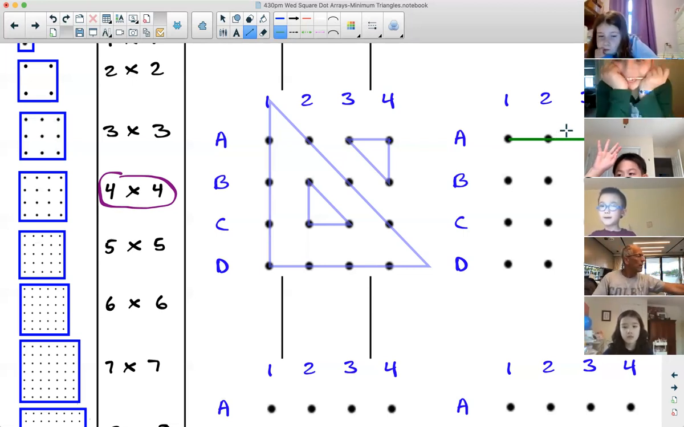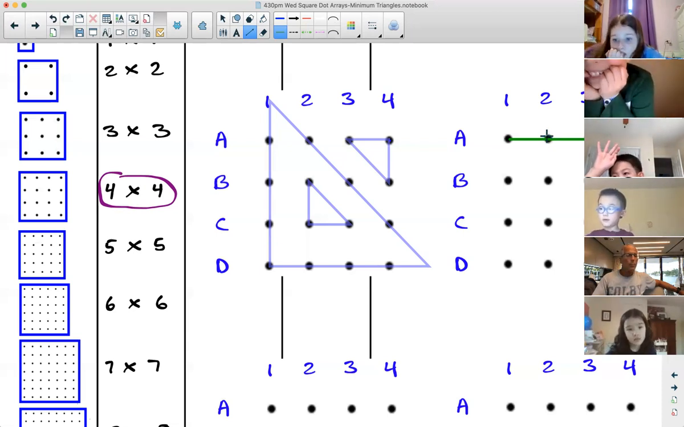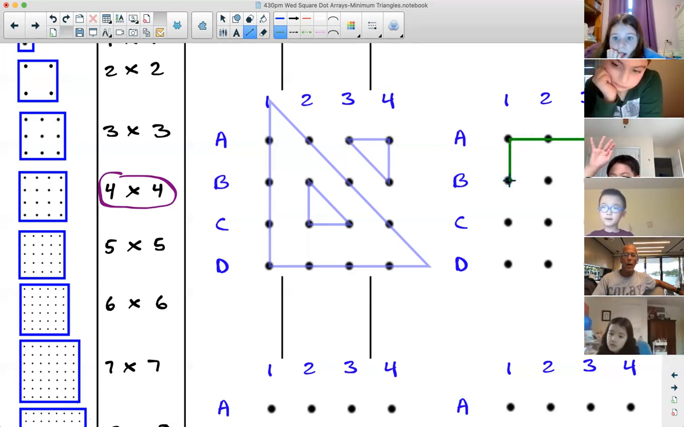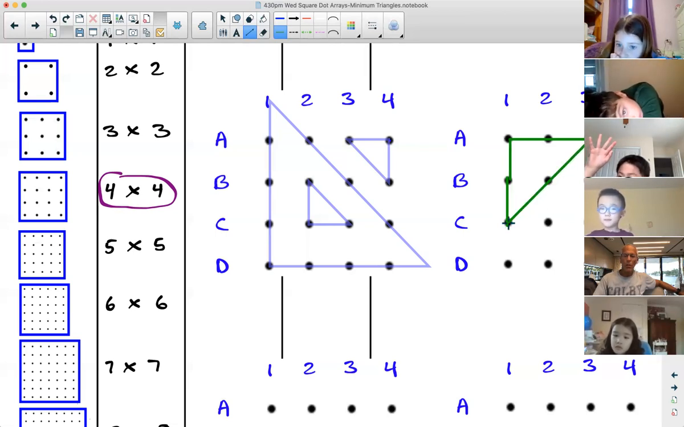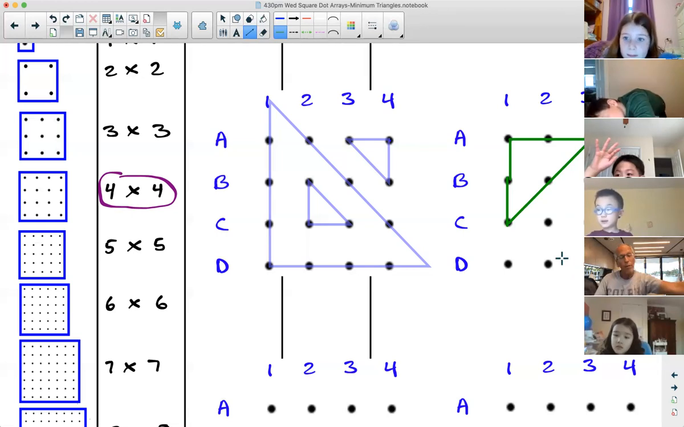And then from A1 to C1. From A1 to C1. Oh, to C1, okay. And from C1 to A3. Yeah. And then, how would you go to the next one? Come here, at least in front of me.